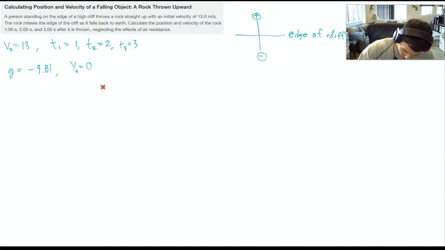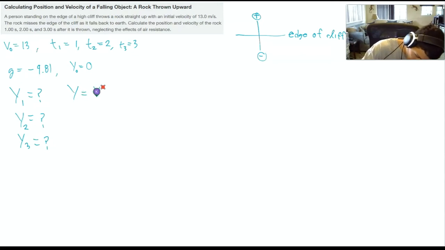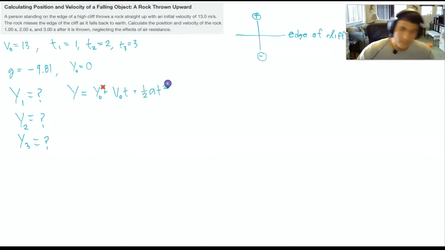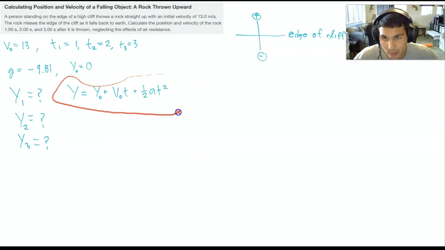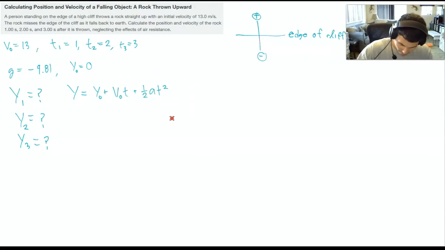Okay, so we want to find y1, y2, and y3. We want to find all that. And the equation we're going to use is y is equal to y0 plus v0t plus 1/2 at squared. So this is our general equation we're going to use, and let's adapt it to us.